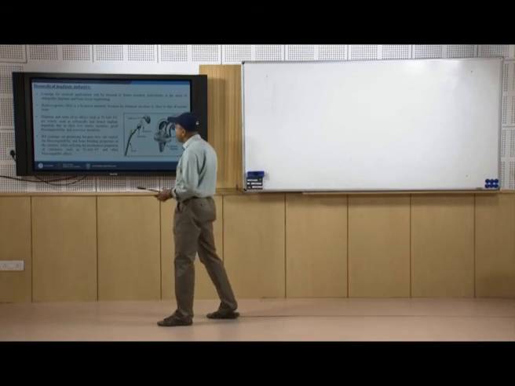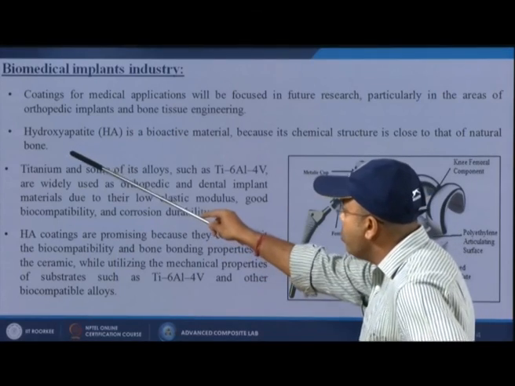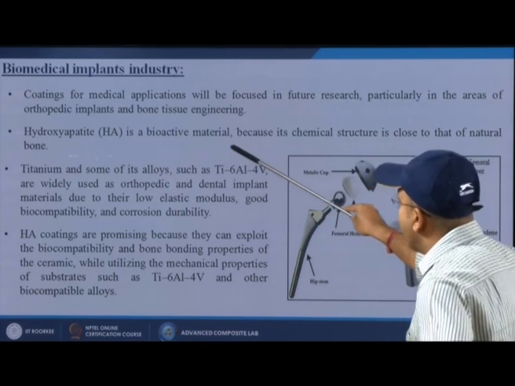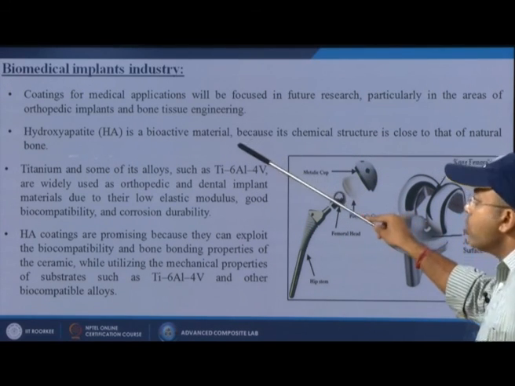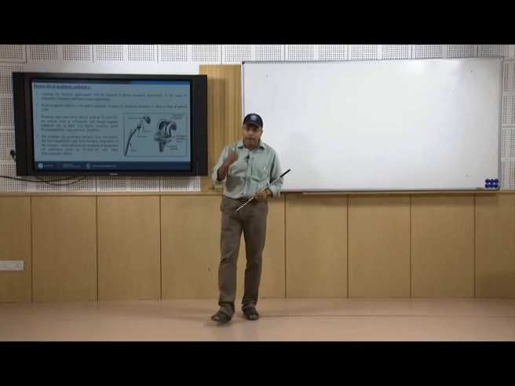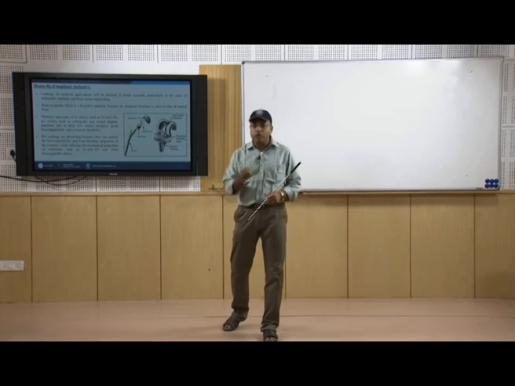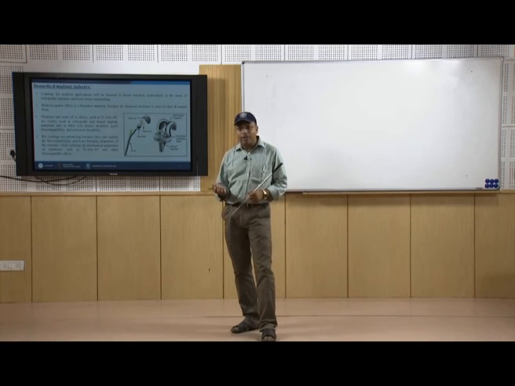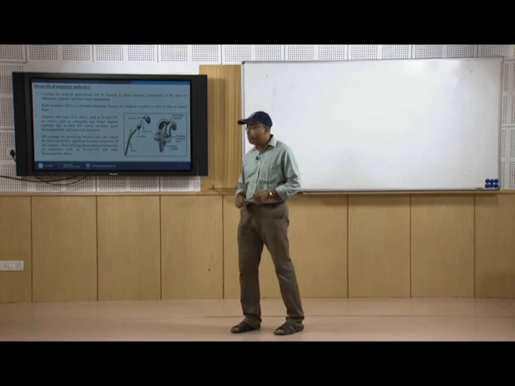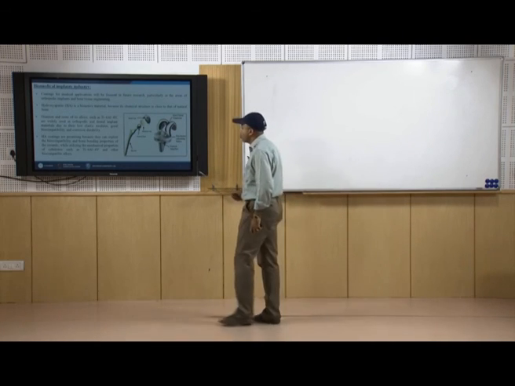So what type of material do we generally use? Hydroxyapatite is a bioactive material because its chemical structure is close to natural bone. So we have developed a material whose properties are almost equal to bone. When we make these materials and incorporate them into the human body, the body will simply accept them because the material properties are equal to the bone structure.